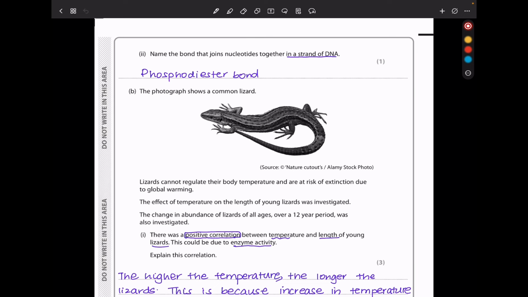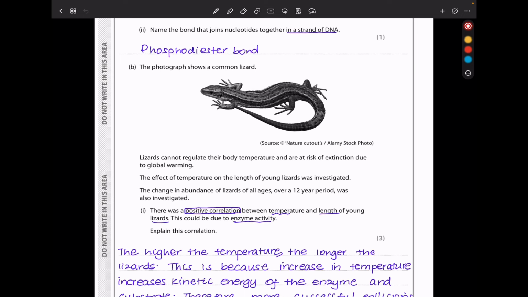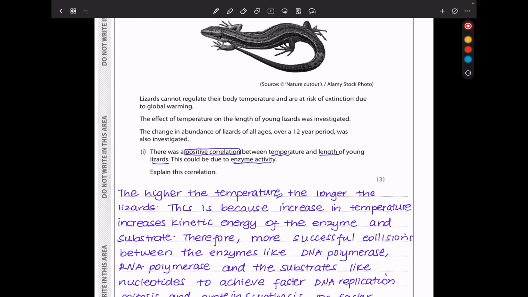It is a phosphodiester bond. And then the photograph shows a common lizard, which cannot regulate its body temperature and is at risk of extinction due to global warming. The effect of temperature on the length of young lizards was investigated. The change in abundance of lizards of all ages over a 12-year period was also investigated.